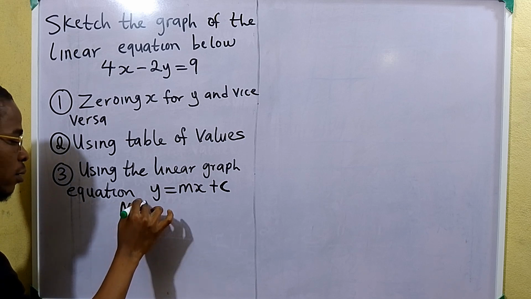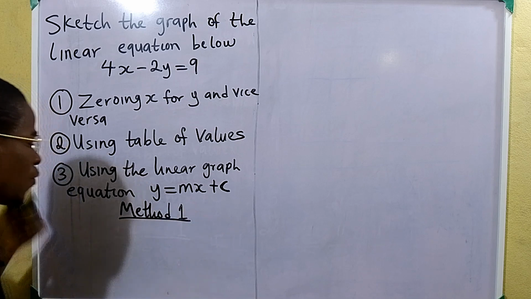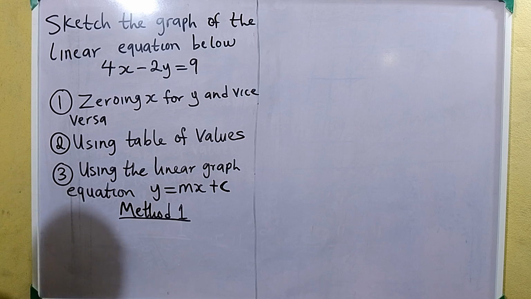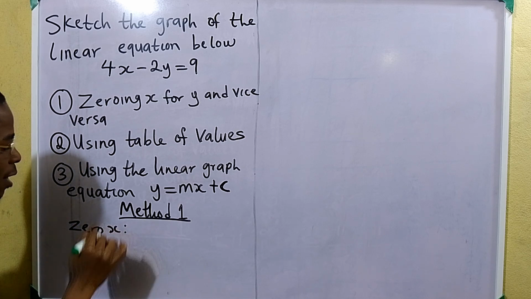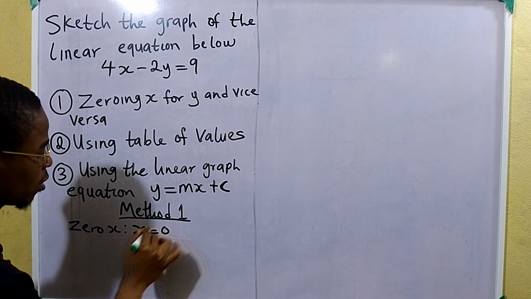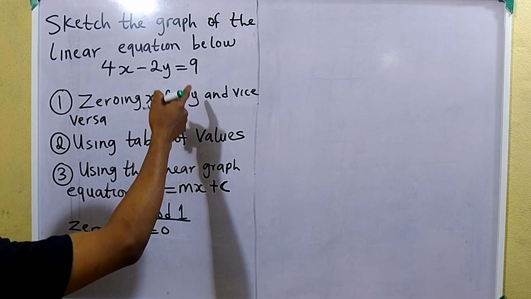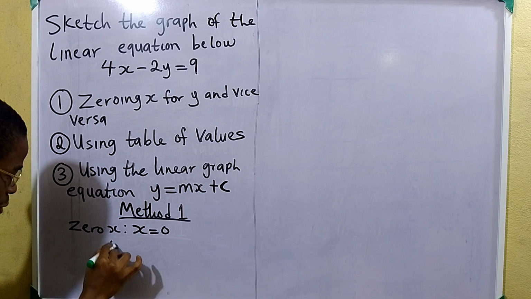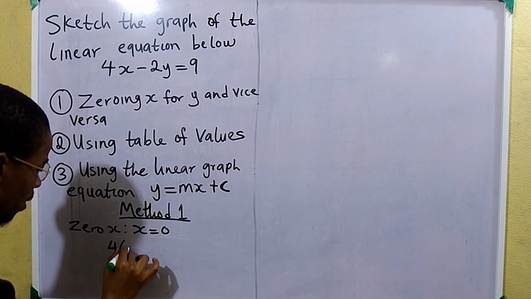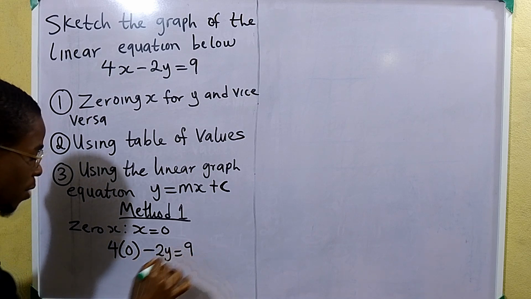Method 1. For method 1, with 0x to get y and later with 0y to get x. So let's start. Let's zero x. Zeroing x simply means x equal to 0. Our equation is 4x minus 2y equal to 9. So I'm going to make x 0. That means whenever I see x, I'll put 0. So that will be 4 multiplying 0, minus 2y equal to 9.